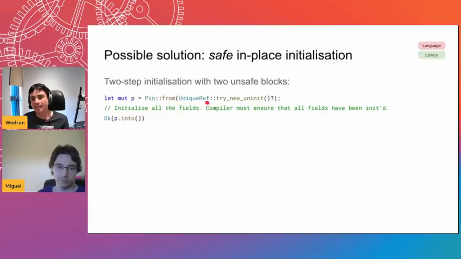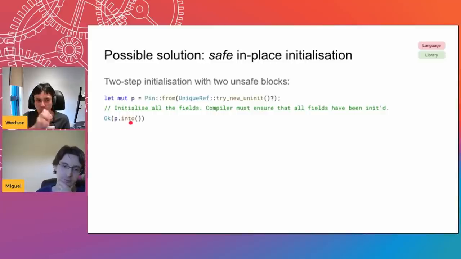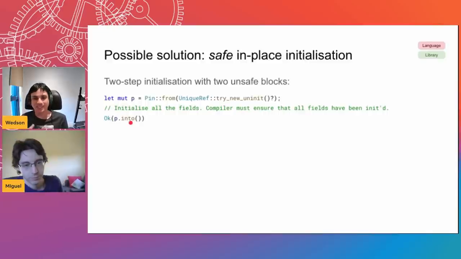The idea is we call try new uninit, right? So we're basically creating an instance of my struct that hasn't been initialized yet. So it's maybe uninit my struct here. And then here we initialize all the fields of my struct, and then eventually we call into, which converts it from unique ref, maybe uninit, to just ref of my struct, right? And the hard part here is that we need to ensure that all the fields have been initialized, right?